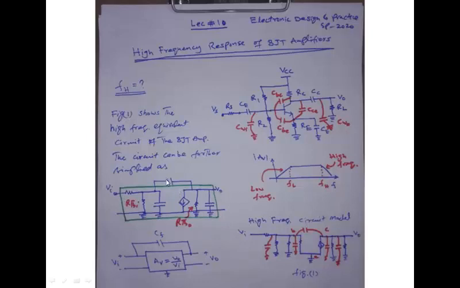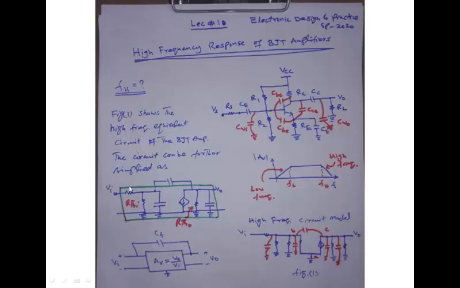So this capacitance has the equivalent reflected effect at the input and output ports. So as you can see, this circuit can be represented as a simplified block diagram as shown here.